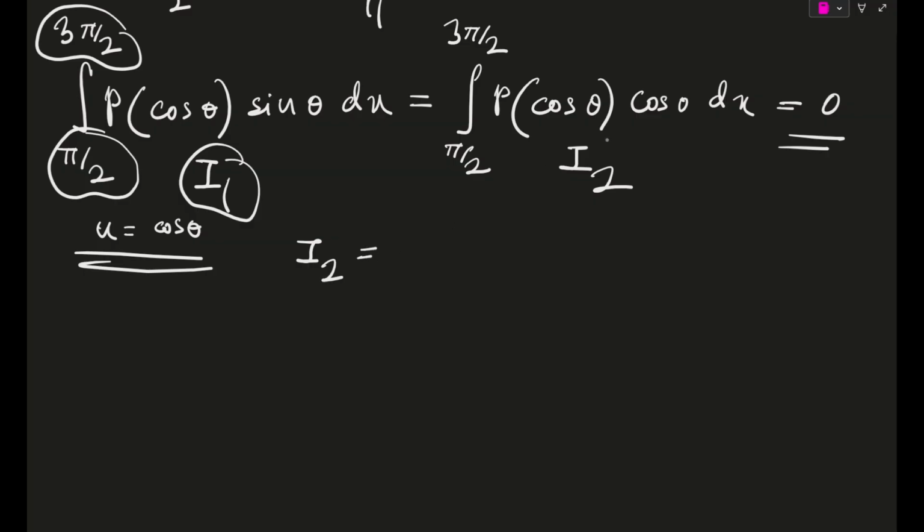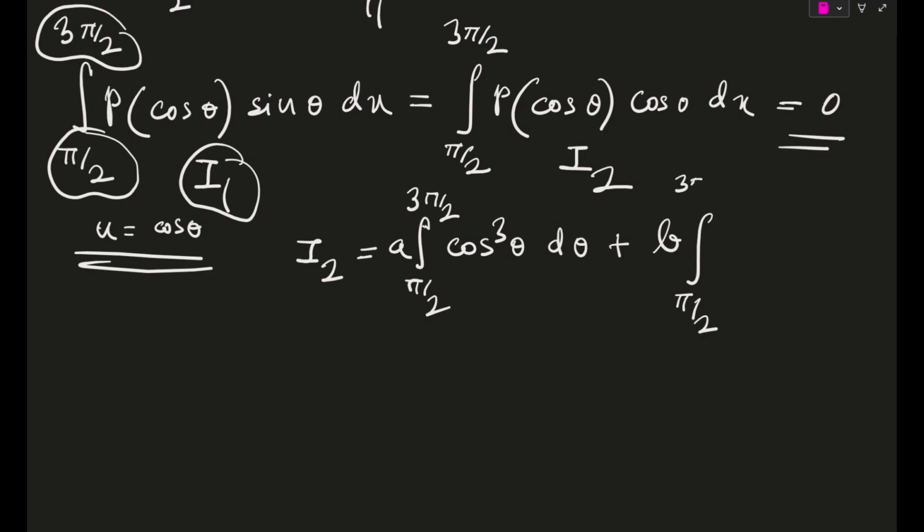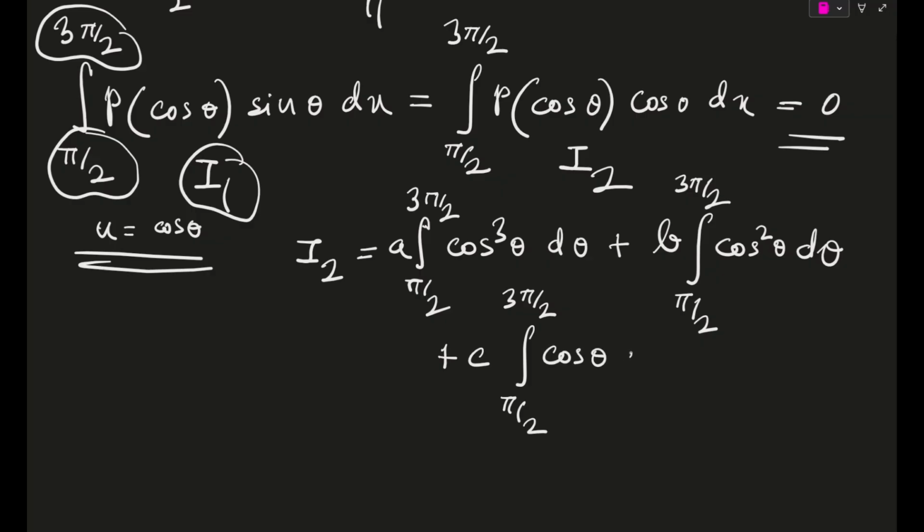I2 is nothing but, and p of cos theta, I hope you remember, p of t is at square plus bt plus c. So this integral will become integral pi by 2 to 3 pi by 2 of cos cube theta d theta, next b times integral pi by 2 to 3 pi by 2 of cos square theta d theta, and last but not the least, integral pi by 2 to 3 pi by 2 of cosine theta d theta. So this is the breakdown.